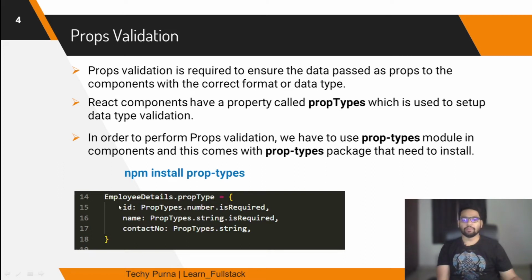PropTypes properties of a component. Here you can see I have three properties expected in the employee details component, and ID is PropTypes.number.isRequired. So whether it is required or not, you can also specify that. There are plenty of data types supported, accessed from this PropTypes module: number, string, boolean, and even function is one type of validation here. You can see ID and name are required properties, whereas contact number is optional.